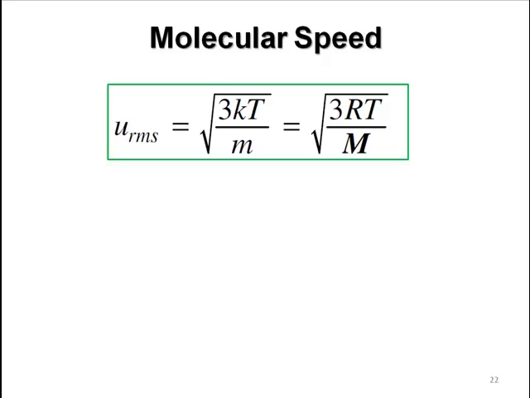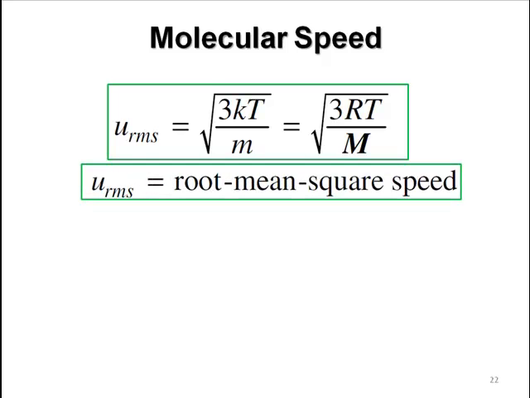Earlier on we were talking about RMS, molecular speed, how to determine a molecule's speed. You take the square root of 3kT over m, or 3RT over M, R being the ideal gas constant. URMS stands for the root mean squared speed, or root mean squared velocity.